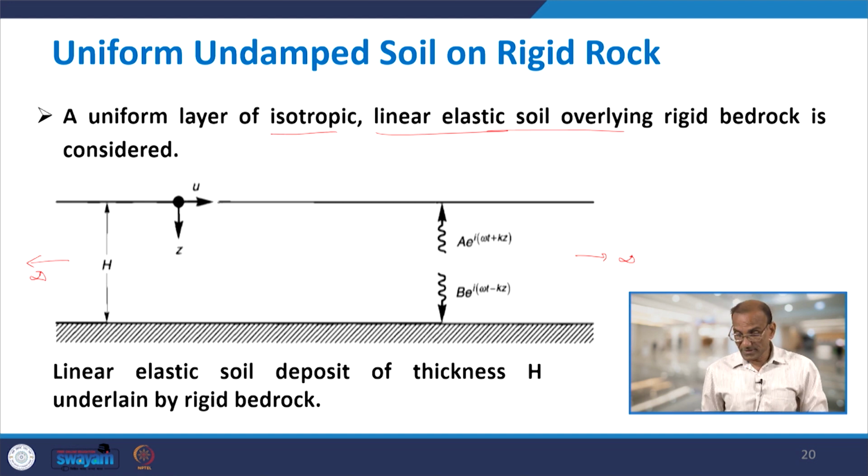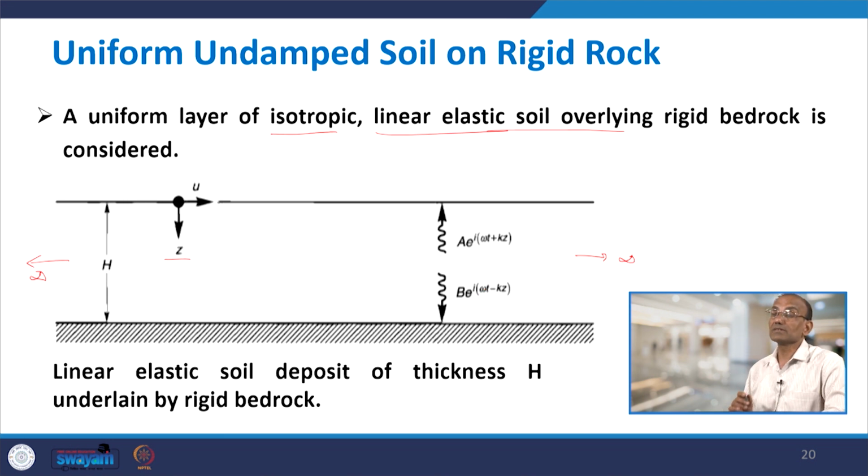Now, we have two waves, one going upward, another going downward. The amplitude of the wave coming downward is B, while the one going upward is A. So, if we consider B positive, then A will be negative. Naturally, we said that downward is positive. Now, in this case, what is omega t plus kz?